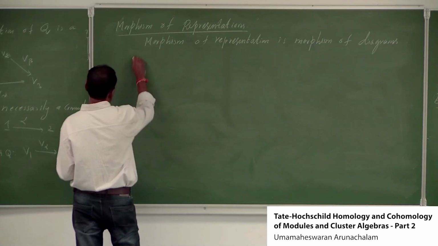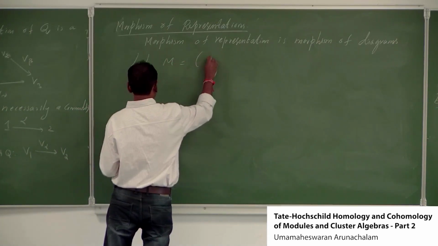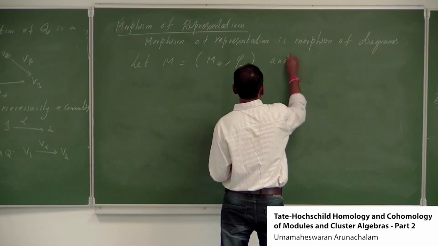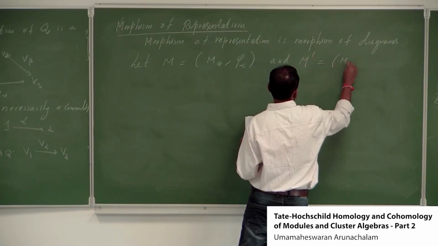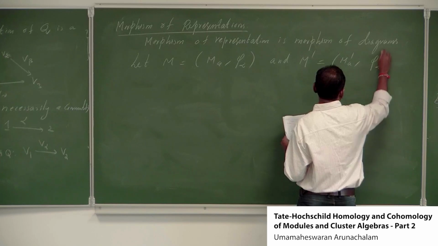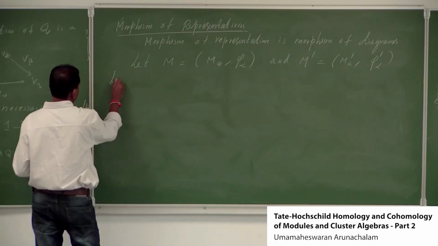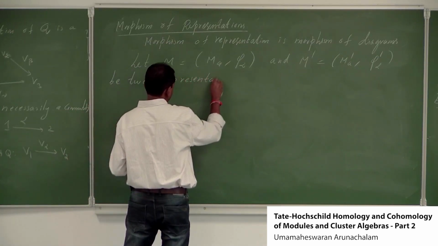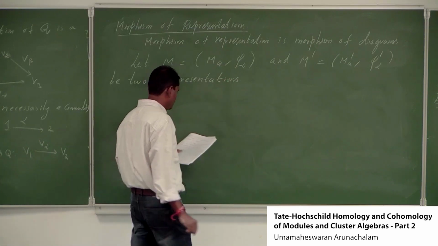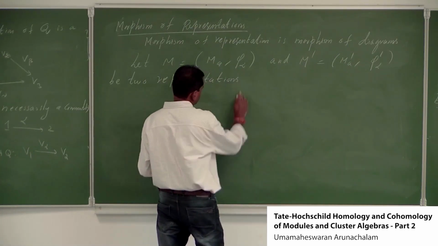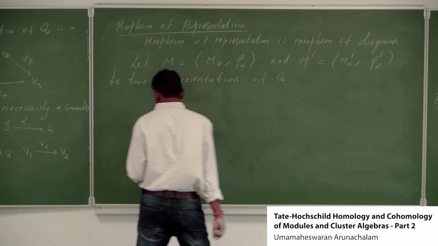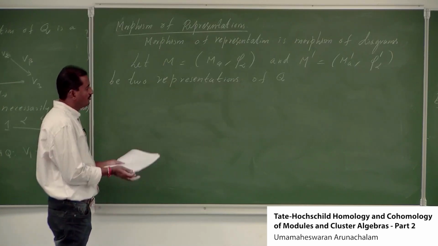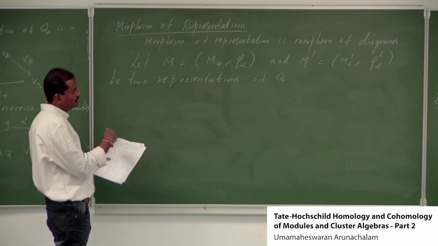Let M equal to (M_a, pi_alpha), and M dash is (M_a dash, pi_alpha dash), be two representations of Q. So a morphism of representation f is a mapping from M to M dash, that is a sequence f_alpha, actually f_a is a mapping from M_a to M_a dash.